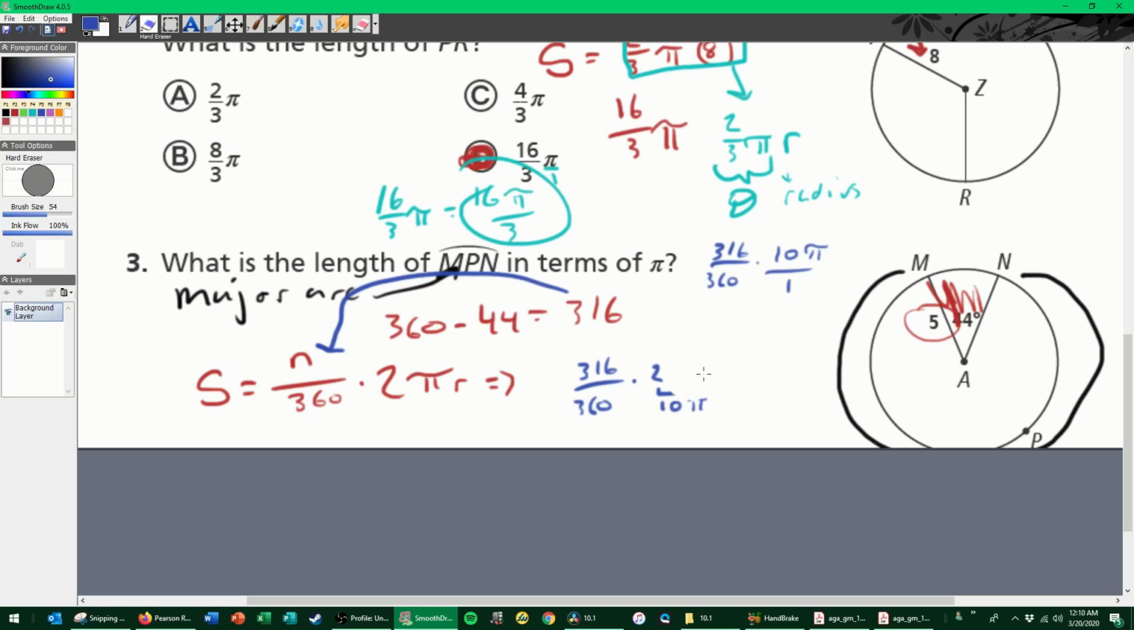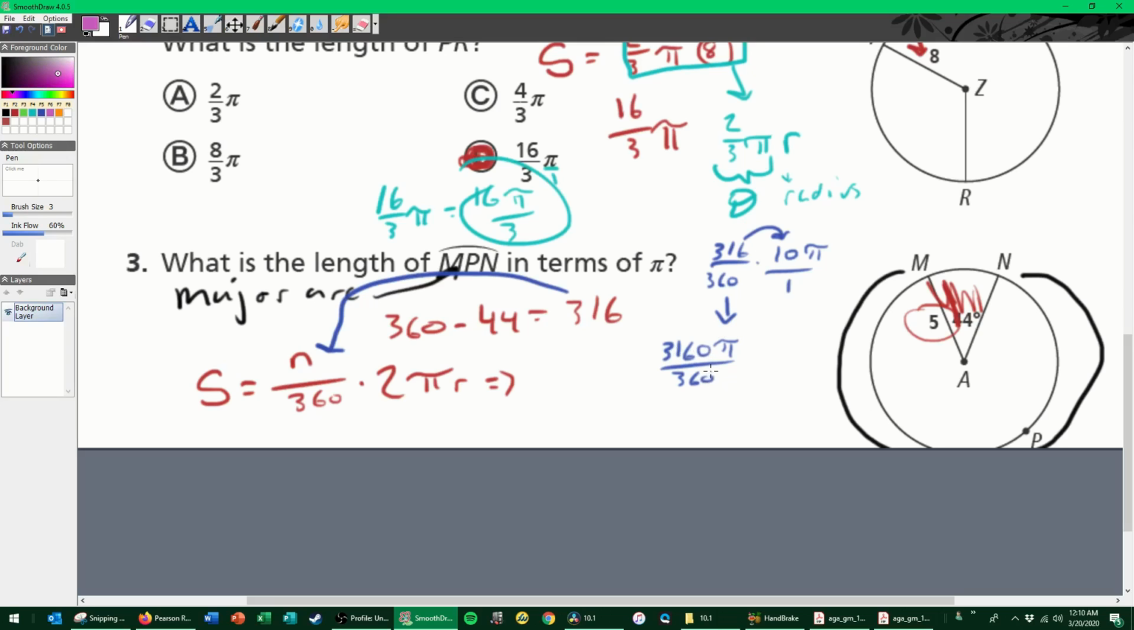I come back here, delete some of this. This becomes 3160 pi over 360. Right? 316 times 10 is simply 3,160. Anytime you multiply by 10, just add a 0 to the end. 360 times 1 is that. So now I'm going to start simplifying this. I don't have a calculator on me, so let's just do it the old quick and easy way.